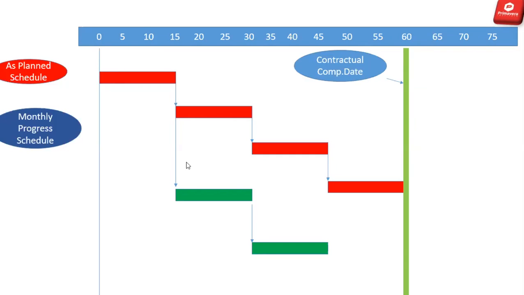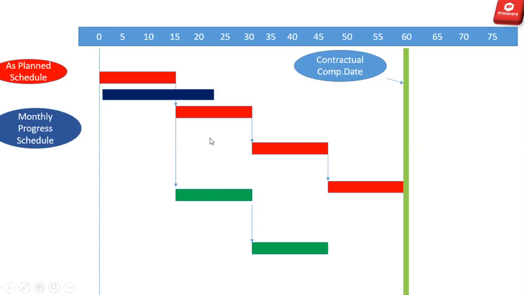Okay, this is your plan. Now your execution phase is going to start. What will happen? Your first activity is going to execute this way. This activity was supposed to be delivered on the 15th day, but due to some uncertain situation, this activity was extended. It was delivered on the 25th day.